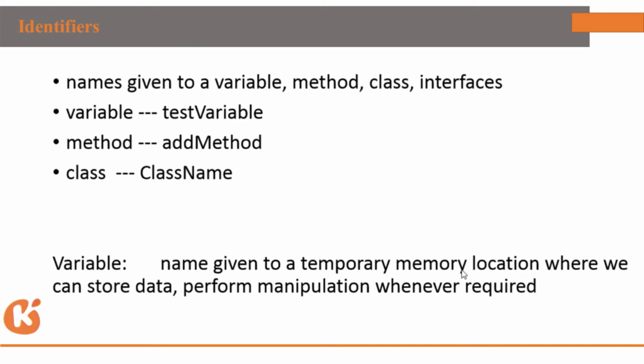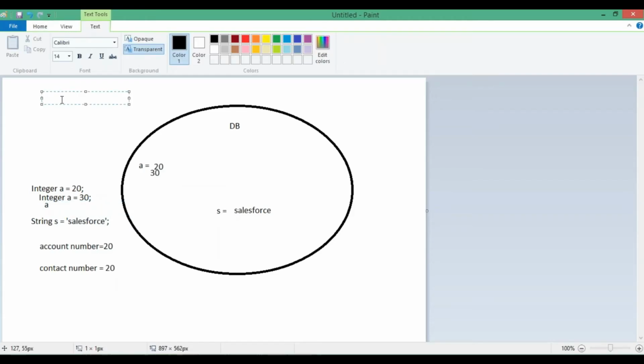So this will be using the variable. If you want to define a variable, we need to use lower camel case. That is nothing but the first letter should be in small. So if you want to define a variable name, the first letter should be in small. Then the second word, first letter should be in caps.